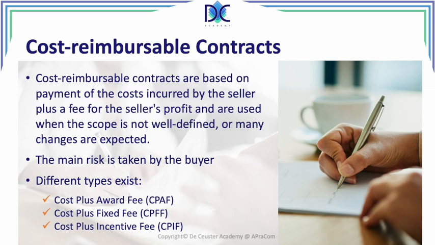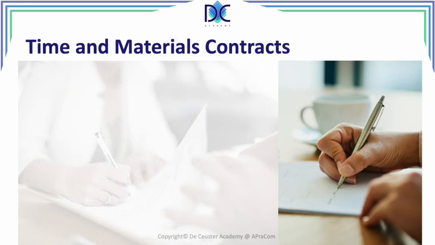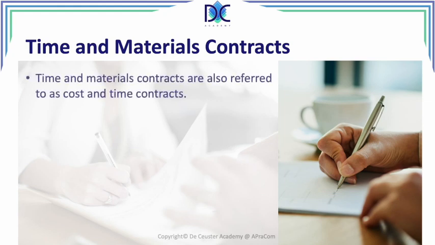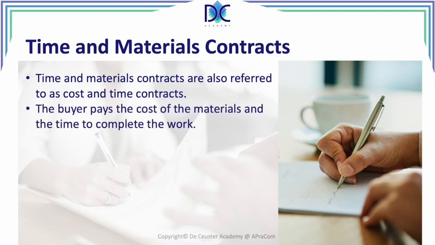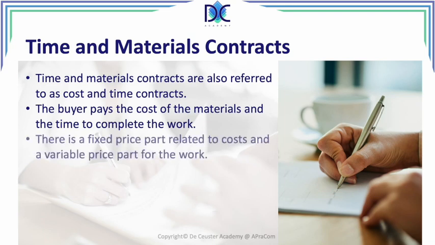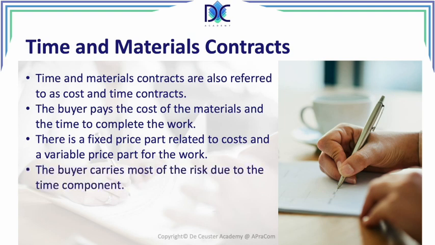There are also what we call time and material contracts. These look at the time and the materials that are being provided. They're also referred to as cost and time contracts. The buyer pays the cost of the materials and the time to complete the work. There is a fixed price part related to cost and a variable price part for the work to be completed. The buyer carries most of the risk due to the time component, and sometimes the work can take longer than expected, so the buyer will have that risk.